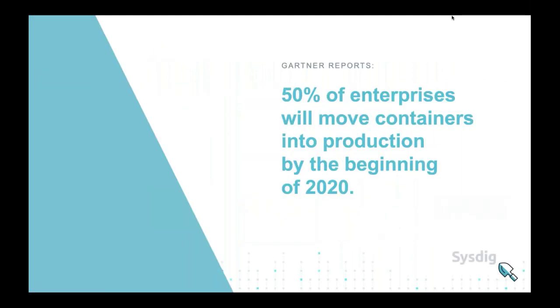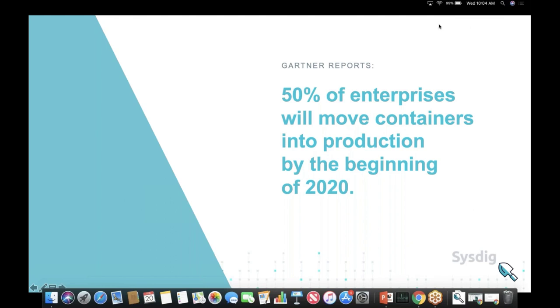This trend has started to take notice as well. Previously, for many years, containers were really used in dev and staging environments, but now they're starting to take helm in production as well. Gartner recently reported that 50% of enterprises will move containers into production by the beginning of 2020.